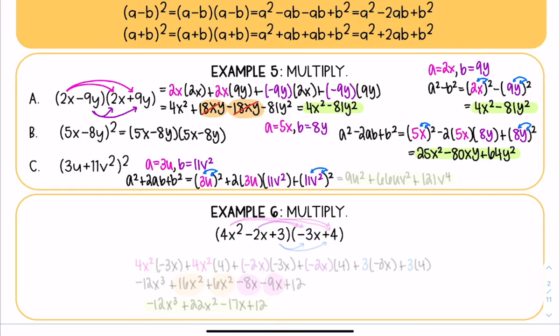And so what we end up with is 9u squared plus 2 times 3, which is 6, times 11 is 66. We have u and b squared, and then 11 squared gives me 121. And we have b squared squared. And when I have a power raised to a power, we multiply the powers, so we end up with b to the 4th.